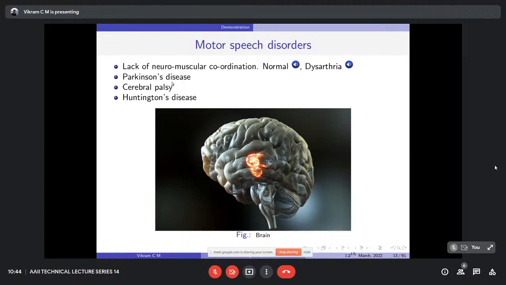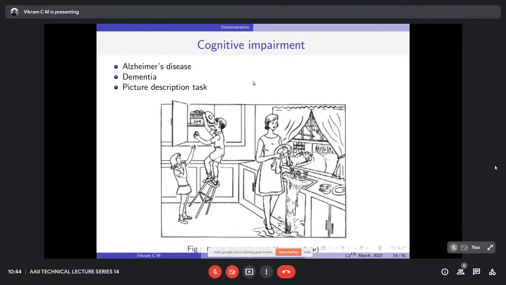Different disorders we can see, like stroke, Parkinson's disease, Huntington's disease, or cerebral palsy. In these disorders, the speech quality is completely deviated from the normal signal. One more disorder, not directly related to the speech production system but related to memory, is cognitive impairment disorders, say Alzheimer's disease and dementia. These are related to memory impairment.